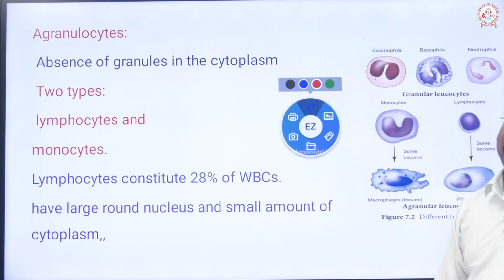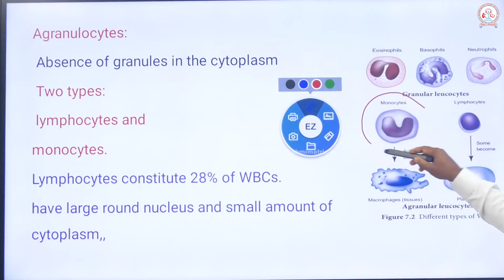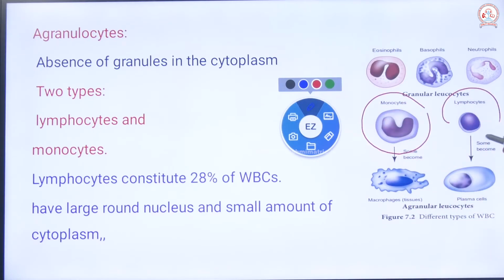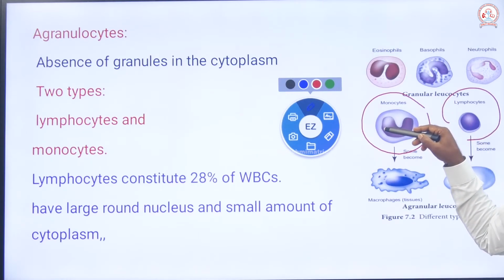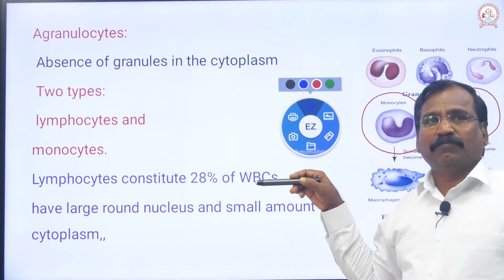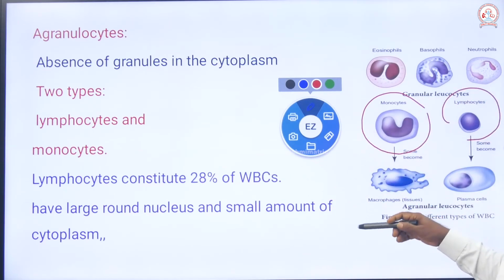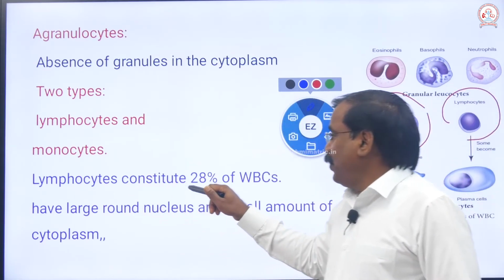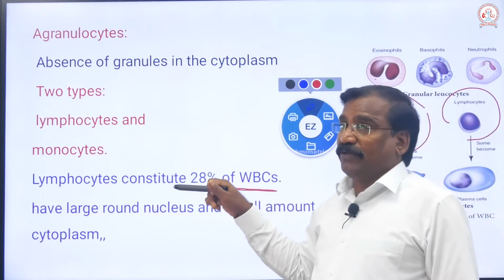Lymphocytes and monocytes are the two types of agranulocytes. Look here, these are monocytes and lymphocytes. Here in the peripheral blood, there are no granules found in the cytoplasm. Okay, lymphocyte and monocyte. Coming to the lymphocyte, it is 28% of the WBC.